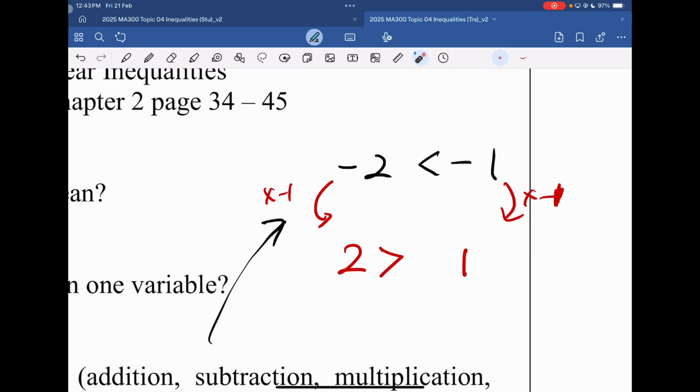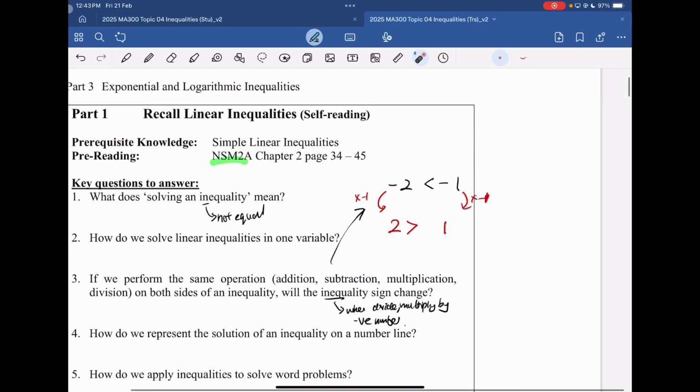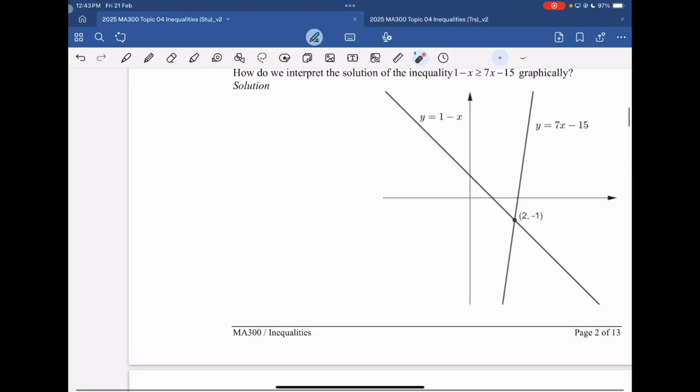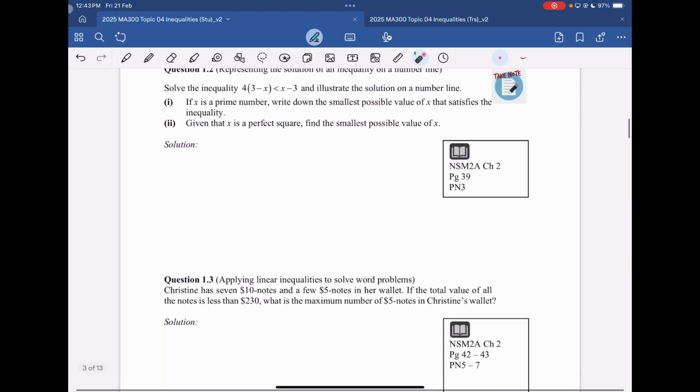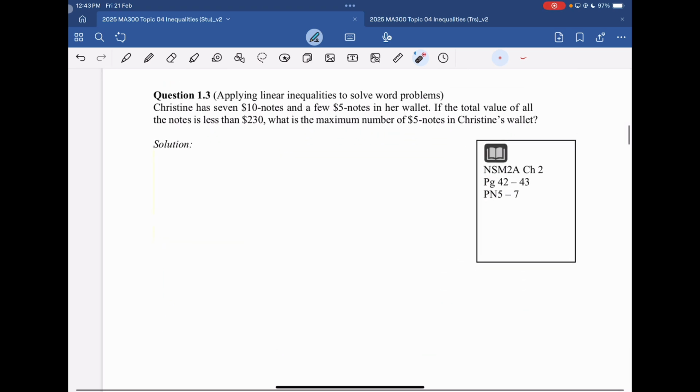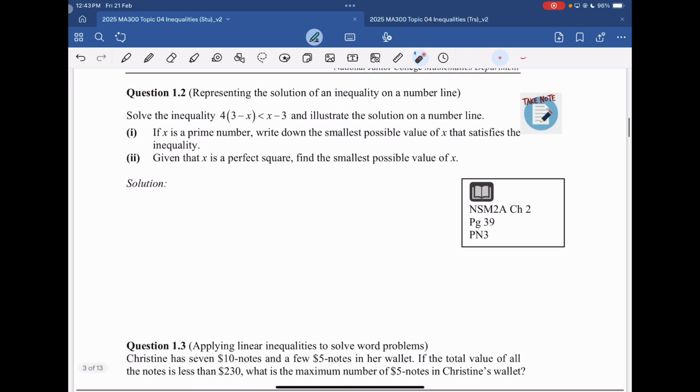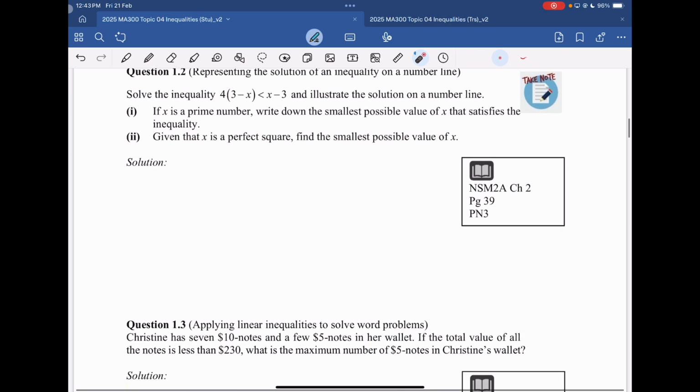Sorry? How to draw number line? Okay. You are at which question now? 1.3. Okay, so if you draw number line, how to draw number line? Okay. Serious? 1.2. Okay, so basic. Okay. I get what you mean.